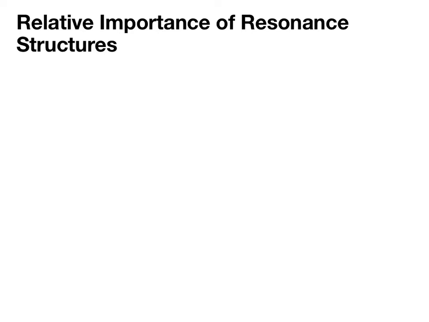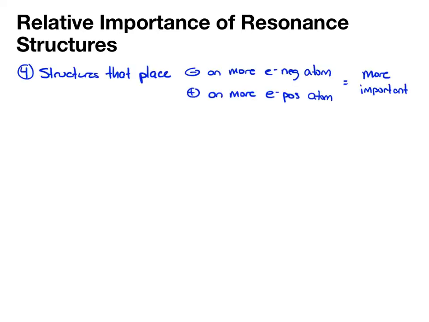And the fourth rule, structures that place a negative charge on the more electronegative atom or a positive charge on the more electropositive atom are more important. So here's an example of that. Here we have a negative charge on the carbon, which means there's a lone pair there. Through resonance, I can move that here to form a pi bond and move this pi bond up onto the oxygen.